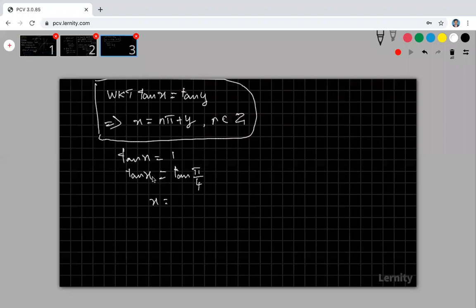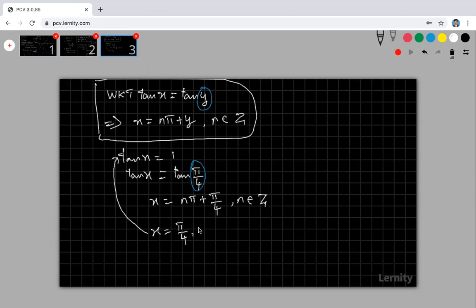Actually, what does that mean? My x is equal to, in place of y, I am getting pi by 4. So my general solution is x equals n pi plus pi by 4, where n belongs to Z, the set of all integers. Now apply n equals 0. I get 0 pi plus pi by 4. So x is equal to pi by 4 is one of the solutions.